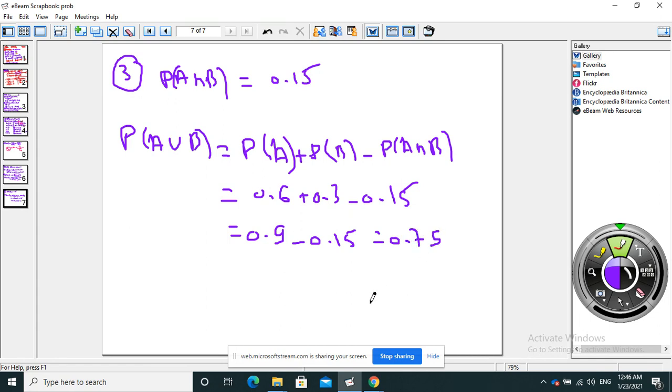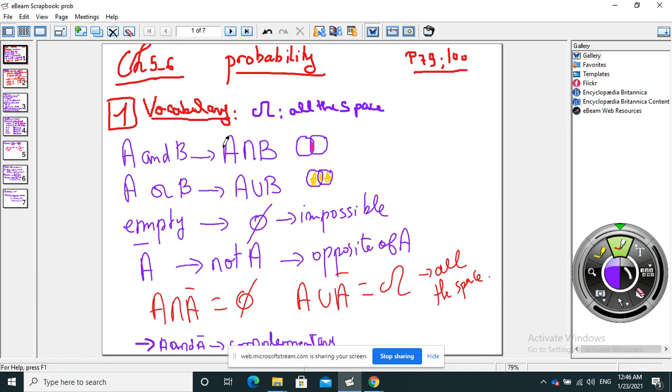The remaining exercises related to this topic we're going to do together. So I'll do a small revision of everything. You need to know the vocabulary first: what A inter B means, intersection; A or B, union; empty means phi, which means impossible; A bar means the opposite of A. A intersection A bar is always empty, because I'm doing the intersection of two opposite events. A union A bar gives me the whole space omega.